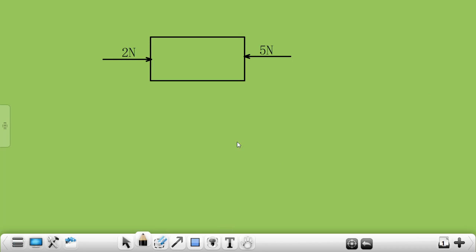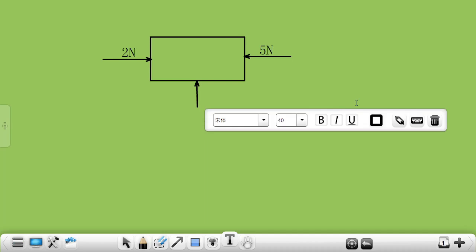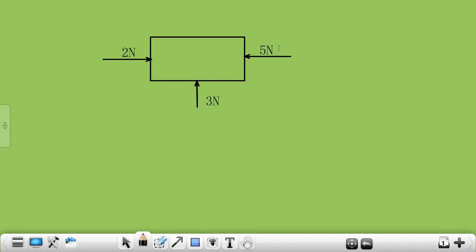Now the other way to do it, which would work for any amount, take the greatest number and find the second greatest number. So we'll add another arrow. Say this is 3 newtons. Take the greatest number, which would be 5, and subtract the second greatest number from it, which would bring it out to 2 newtons.